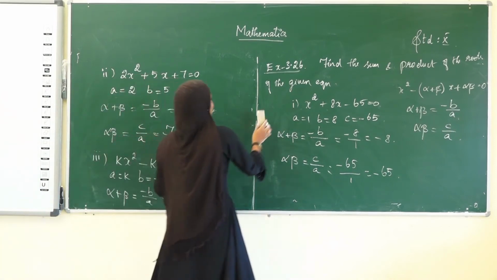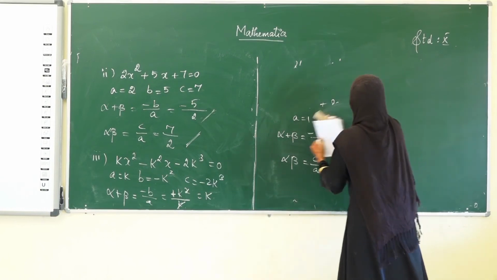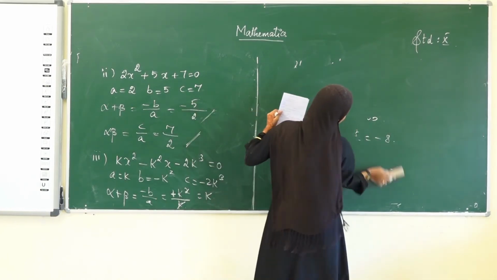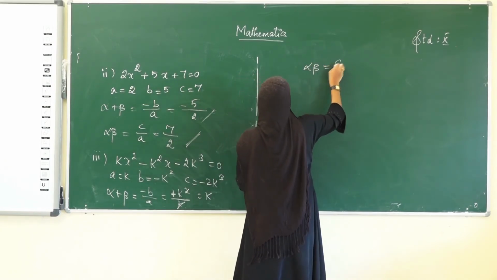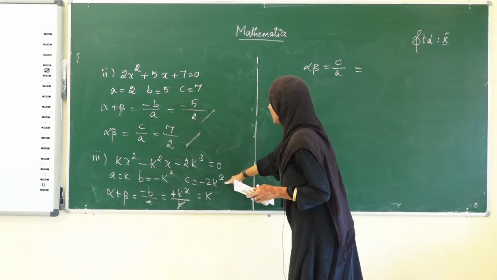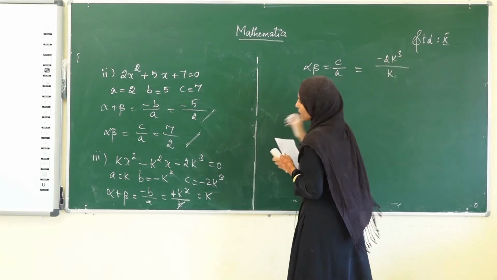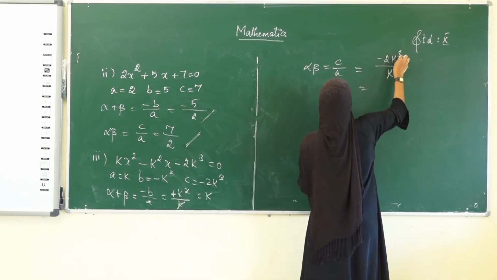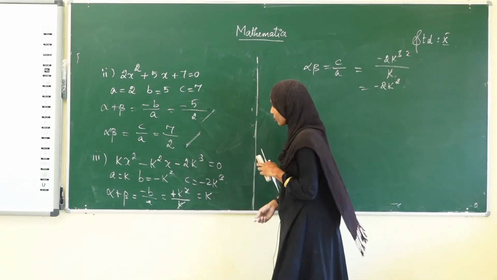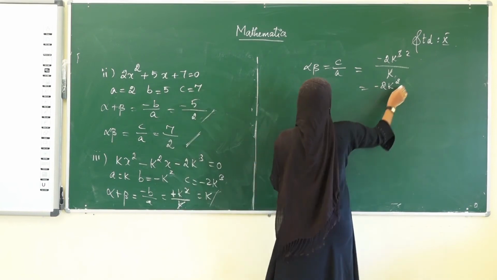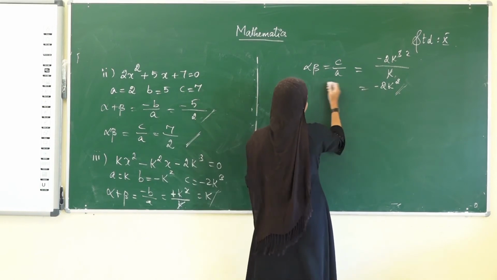Okay, and you have to find the product of the roots, right? Product of the roots is alpha into beta. The value of alpha into beta is c divided by a. What's the value of c here? Minus 2k cube divided by a, a's value is k. So on getting cancelled, the remaining term will be minus 2k squared. Therefore the sum of the roots is k, and the product of the roots is minus 2k squared. Okay, with this we are completing this example.